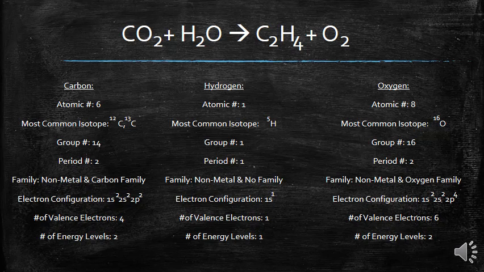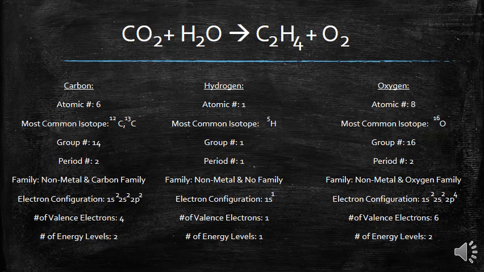In my equation, there are three elements, and these are just some of the details of each element. So there's carbon, hydrogen, and oxygen. So carbon's atomic number is 6. Its most common isotope is 12 and 13. It's part of group 14 and period 2. It's part of the non-metal and carbon family. Its electron configuration is 1s2, 2s2, 2p2. It has 4 valence electrons and 2 energy levels.